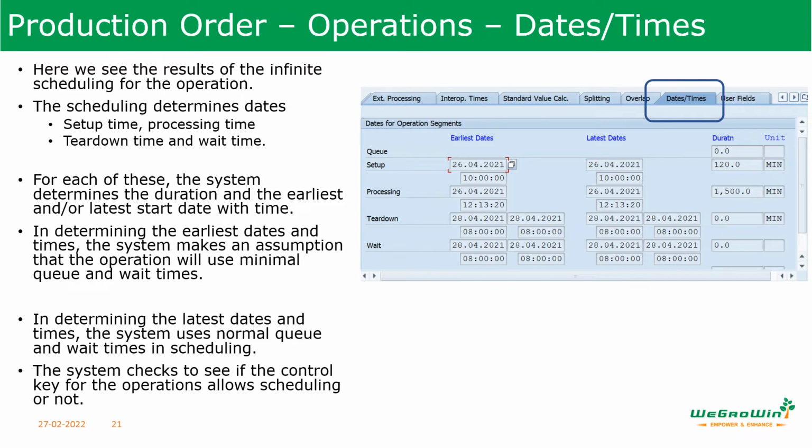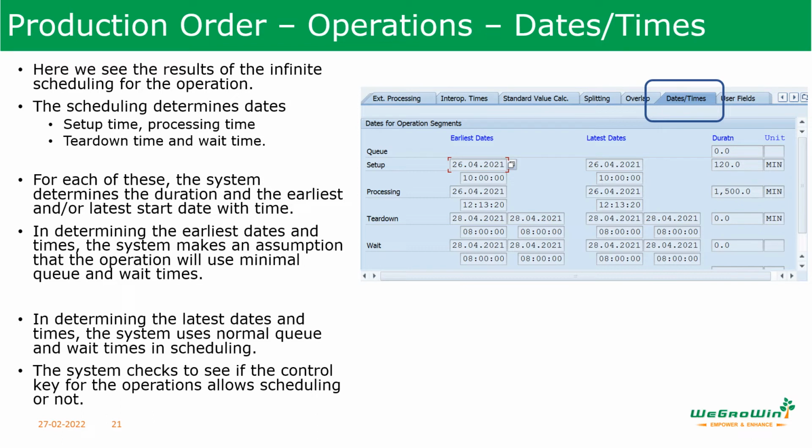In determining the latest date and time, the system uses the normal queue time and wait time in scheduling. That means, here you can see the earliest date and latest date. In the earliest date, the system will assume that it uses the minimum queue time and wait time. In case of the latest date and time, the system will use the normal queue time and wait time to do the scheduling.